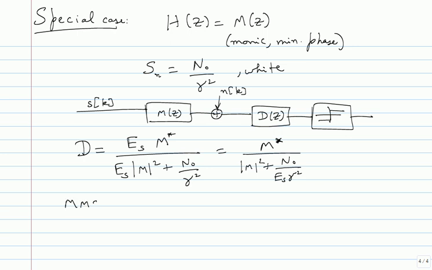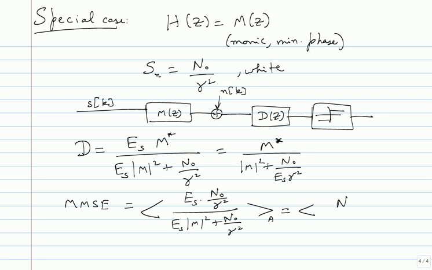Okay, so what is the MMSE? It's the arithmetic mean of Es times Sn, which is N0 by gamma square, divided by Es times mod m squared plus N0 by gamma square. So this is the mean square error. I'm just substituting it into the formula. I'm not doing anything great here, just putting it there. If you play around a little bit, you will get that this expression becomes N0 by gamma, mod m squared plus N0 by Es, the arithmetic mean of this. So this is our mean squared error, exactly the same as before, nothing different.